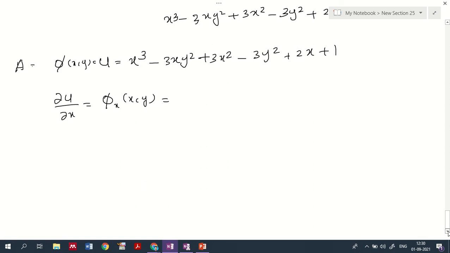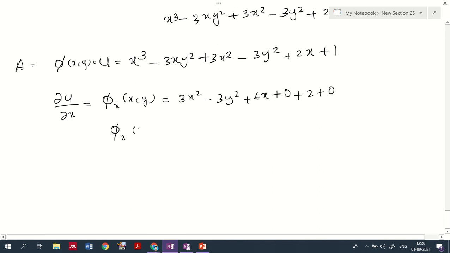So dou u by dou x, that is phi x of x, y is equal to what? 3x square minus 3y square plus 6x plus, this term will go 0, right? 0 plus 2 plus 0. Okay, that is, I'll be getting phi x of x comma y equal to 3x square minus 3y square plus 6x plus 2.